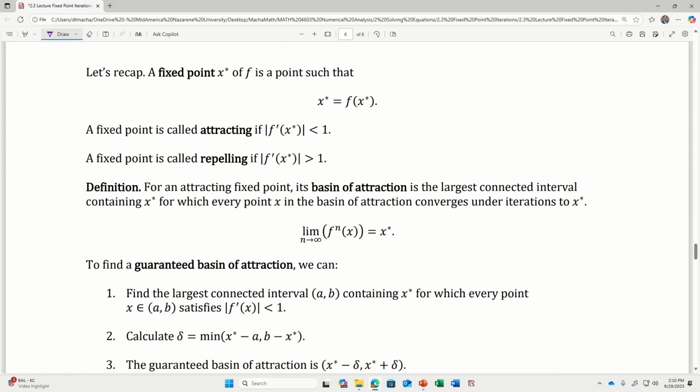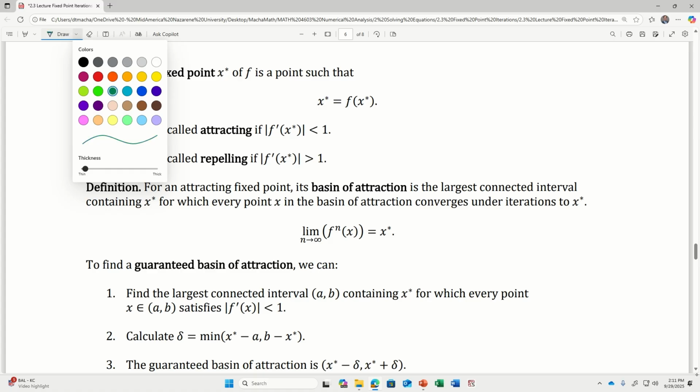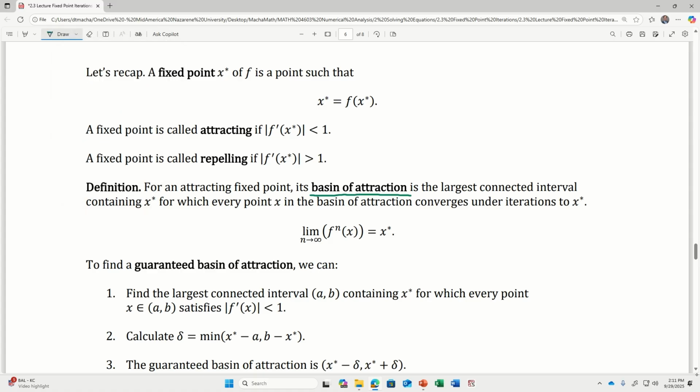So I can have a fixed point if the input of the function is equal to the output of the function. It's attracting if the absolute value of the first derivative is less than 1. It's repelling if the absolute value of the first derivative is greater than 1. And if I've ever used the word basin of attraction, this is what I mean by basin of attraction. For an attracting fixed point, its basin of attraction is the largest connected interval containing the fixed point, for which every point in this interval is going to converge under iteration to the fixed point.